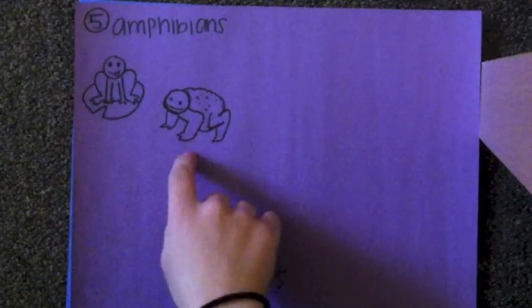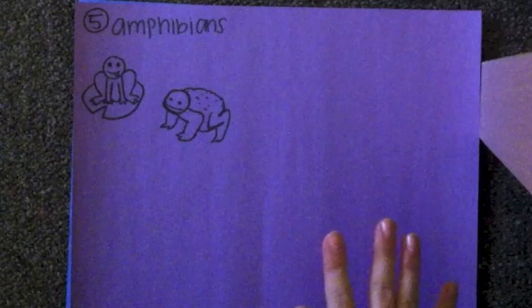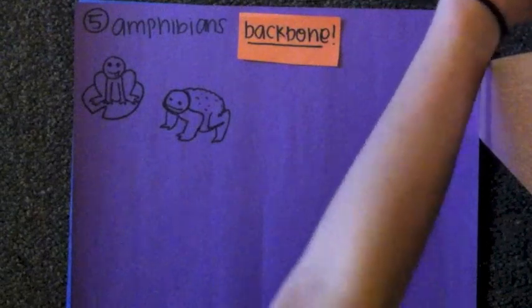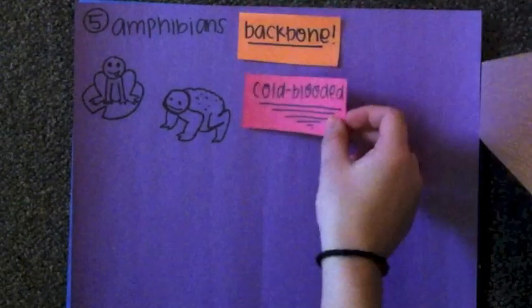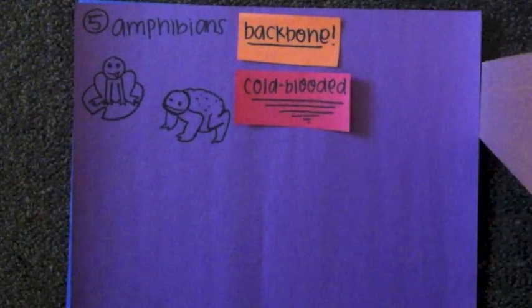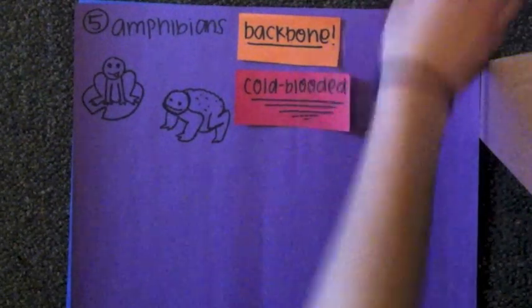The next group are amphibians. Some examples of amphibians are frogs and toads. I'm sorry about these drawings, I'm not a very good artist. We know that amphibians have backbones because they're not invertebrates, and amphibians are cold-blooded, so the weather affects their body temperature.